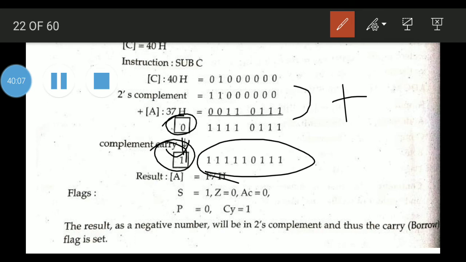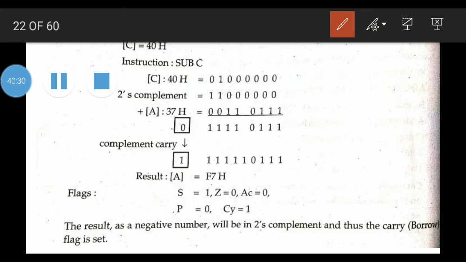Now remember, the result is a negative number. How do we come to know? We get 1 here, right? So it means the result is a negative number. Whenever we get 1, it means the result is a negative number, and thus the carry flag is set. Students, is it clear? It is just similar to addition, but here we do subtraction.